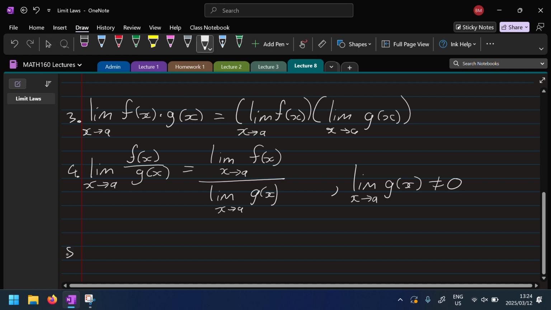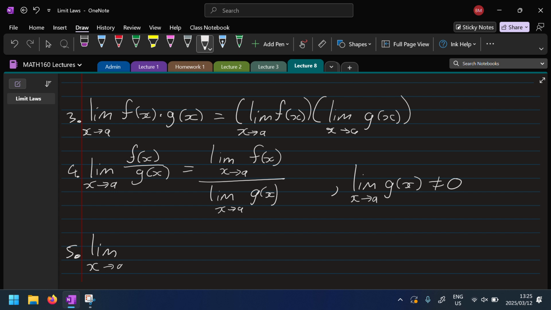Okay, and number five, we have the limit as x goes to a of f of x to some power n, whatever power that might be. This is equal to the limit as x goes to a of f of x, all to the power n. So we do the limit first, and then we do the power on the outside. So if we have, for example, the limit as x goes to a of x squared, if the square is just some power, we can take the limit inside and then square the result.